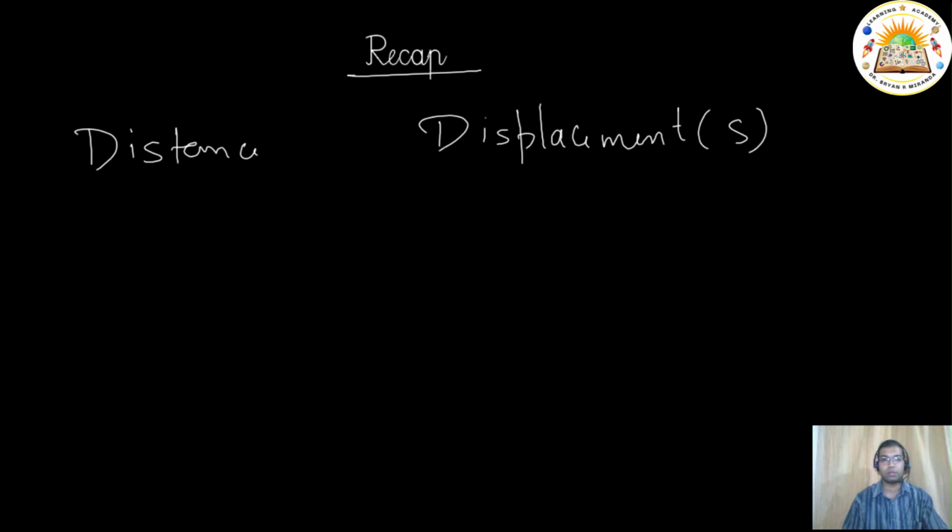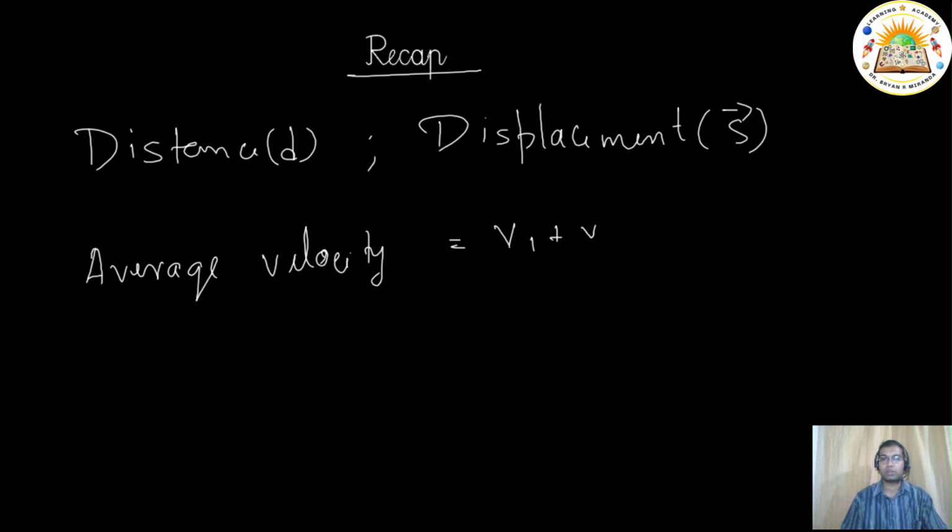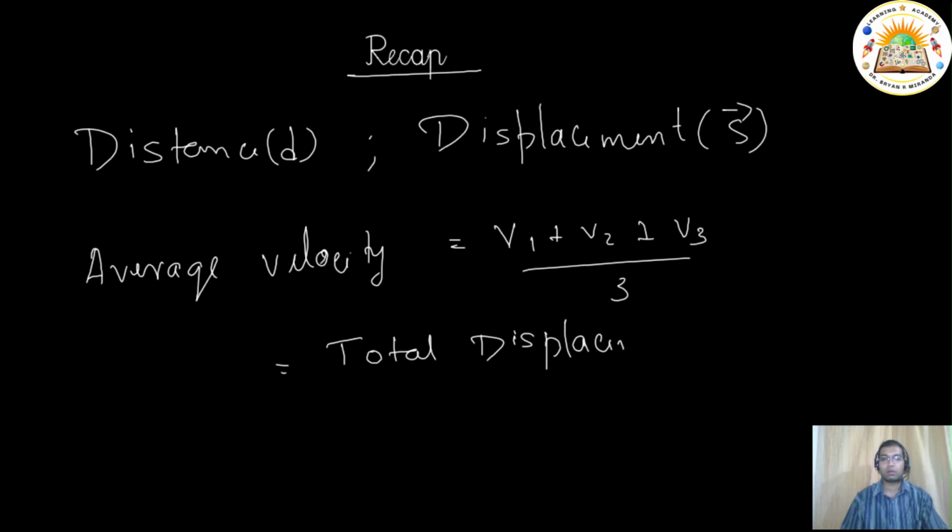That is both in terms of the symbol as well as what they actually do as scalars and vectors. We went ahead and calculated average velocity to be nothing but, let's say, v1 plus v2 plus v3 by 3, since I've taken 3, or nothing but total displacement by total time. Now it depends on which values are given. If we are given different velocities, we can calculate the average using the first formula, or we can calculate the average using total displacement and total time.